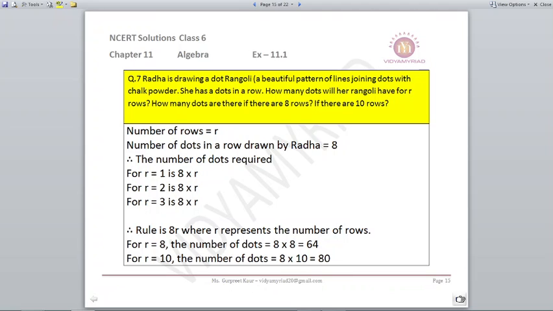How many dots are there if there are 8 rows? There are 8 dots in a row, and they are saying 8 rows are there. So 8 into 8 becomes 64. And if there are 10 rows, 8 into 10 becomes 80. Number of dots becomes 80.